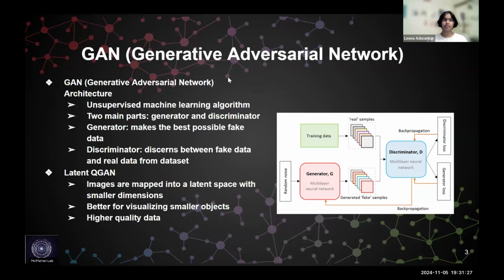So in preparation for building our model, we looked at a lot of different types of machine learning models. And in the end, we settled on GANs, which are Generative Adversarial Networks. Essentially how a GAN works is it's an unsupervised machine learning algorithm, and it has two parts: the generator and the discriminator. The generator will essentially generate the best possible fake data, and the discriminator will discern between fake data and real data.